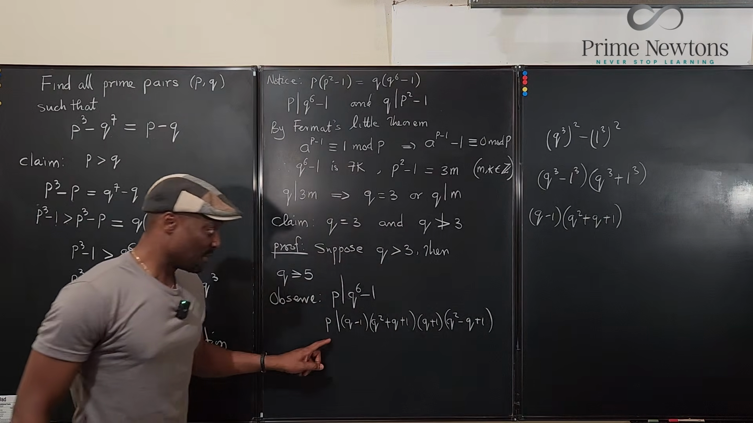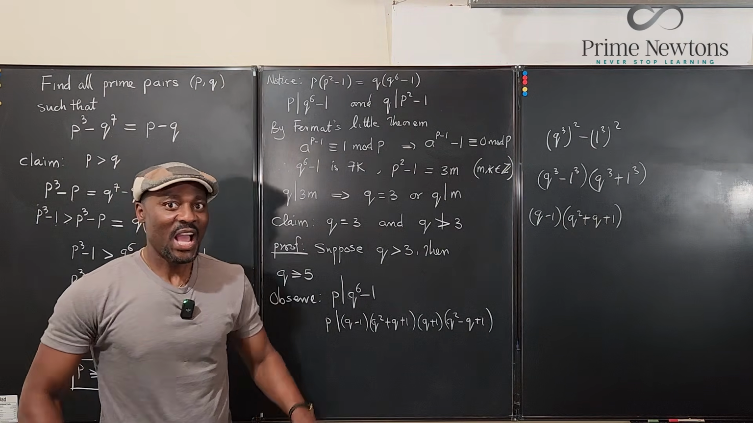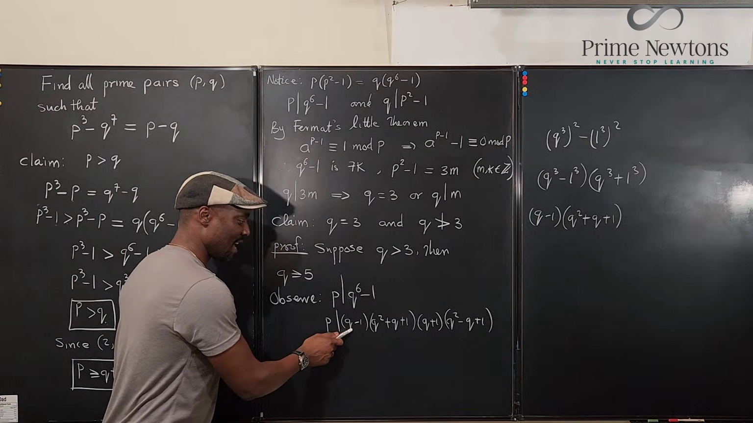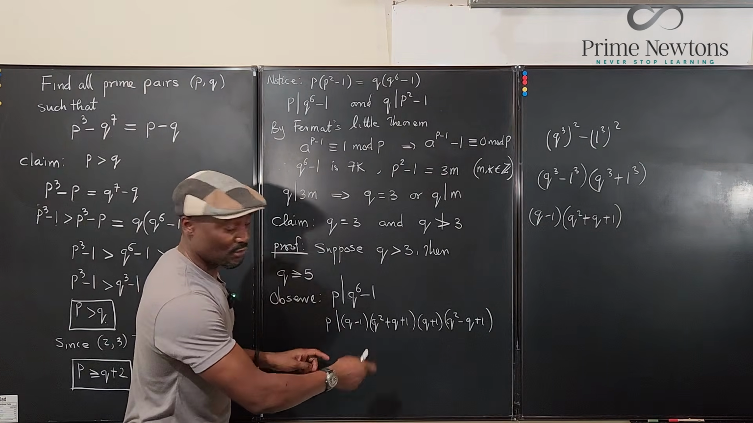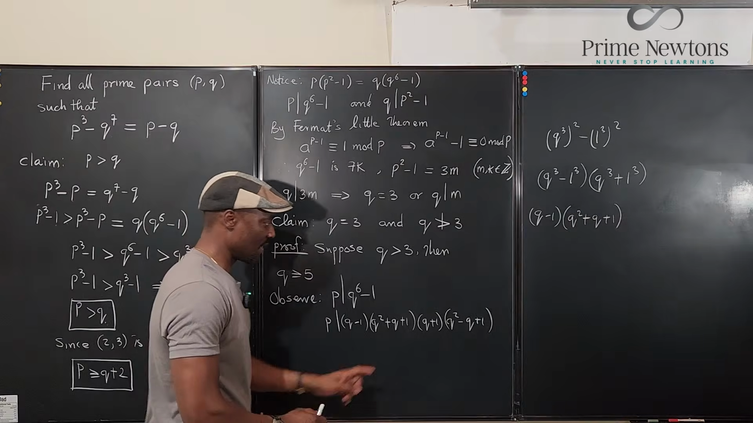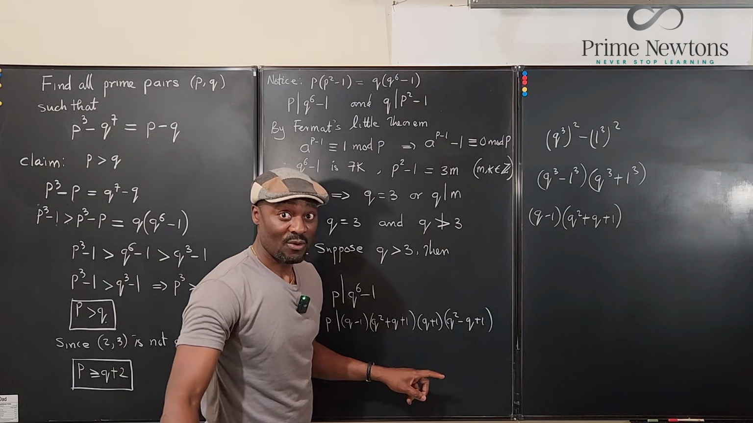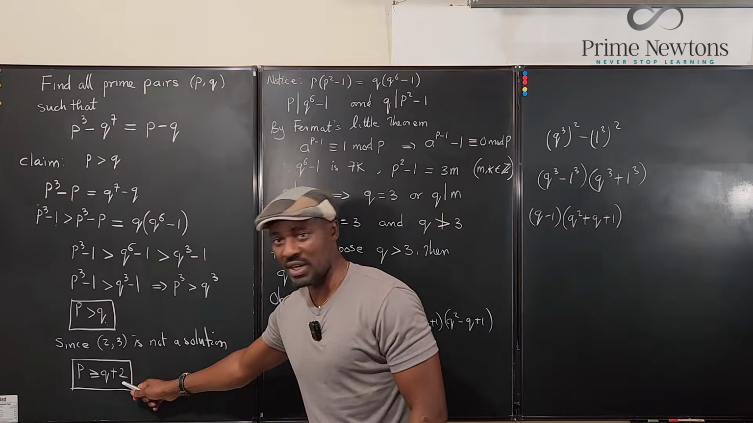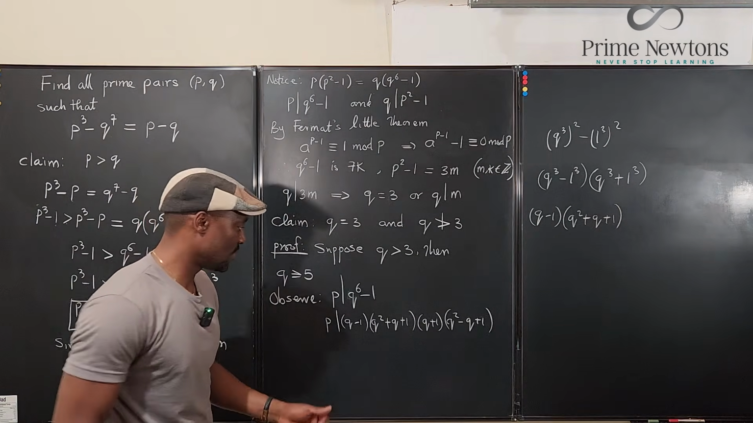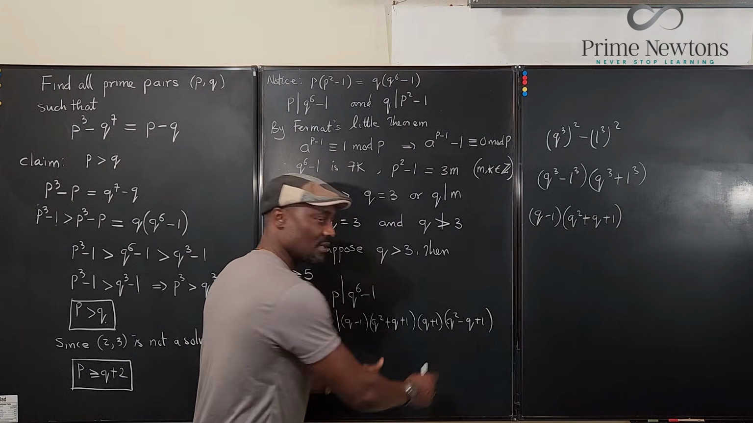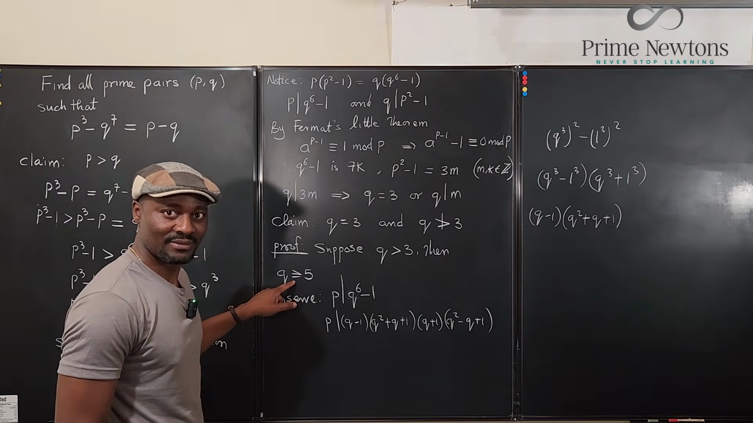Okay, so it means p must divide one of these four. We know that p cannot divide a number smaller than itself. P is already greater than q. If you now subtract 1, it's smaller. So this is not an option. This too is not an option because the difference between p and q is more than 1. It's at least 2 from this claim. So we have eliminated these two options. So the options to consider are this number and this number. Okay? So let's go back to this claim.